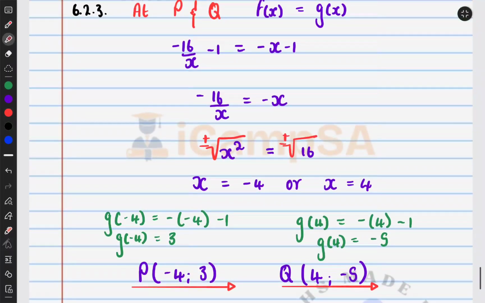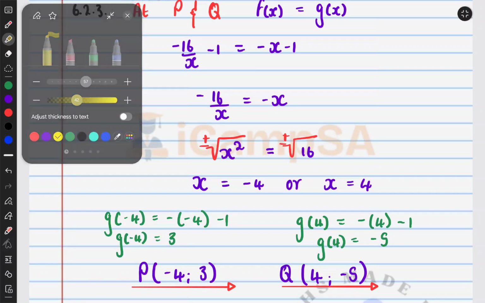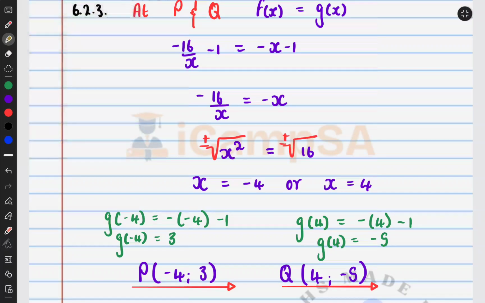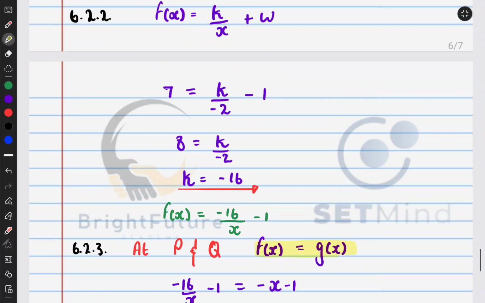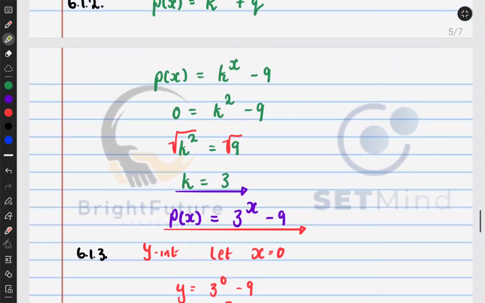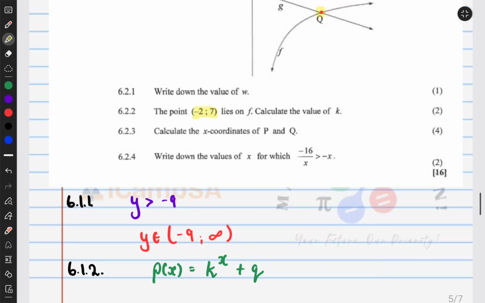Remember that whenever you are asked to find the coordinates where two functions intersect, it doesn't matter whether it's a parabola and a hyperbola, or an exponential and a straight line. Where the functions intersect, they are always equal. Just equate the two functions and solve for x, and then you find the corresponding y values.